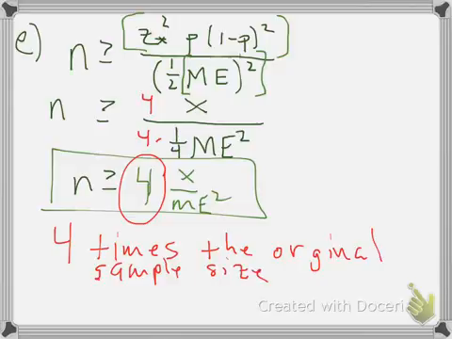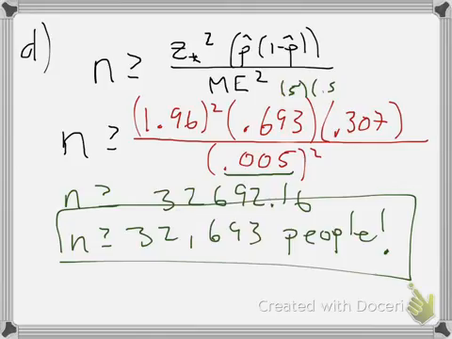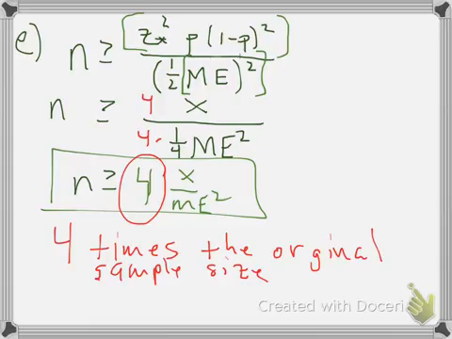So for example, going back to my result before, when I got this margin of error 0.005, I needed 32,693 people. I would at least need that many times 4. So in this case, 130,000. Specifically, to answer that last question, I need 130,772 people to cut the margin of error in half.